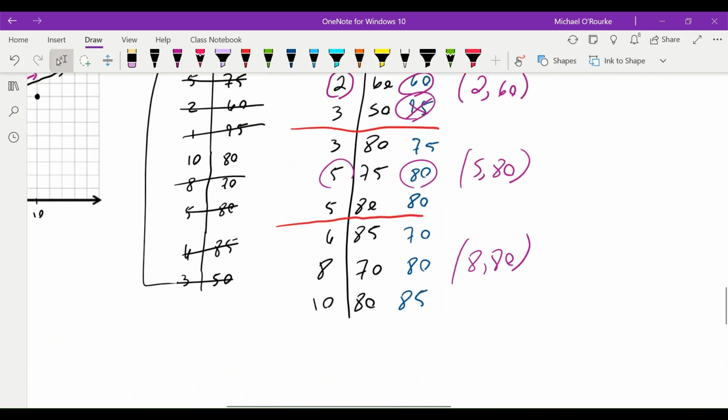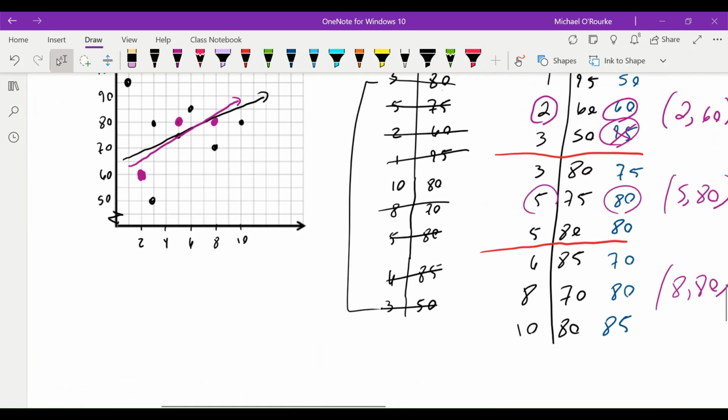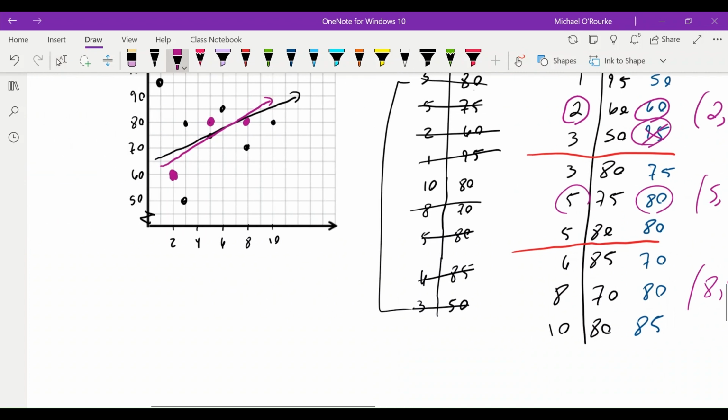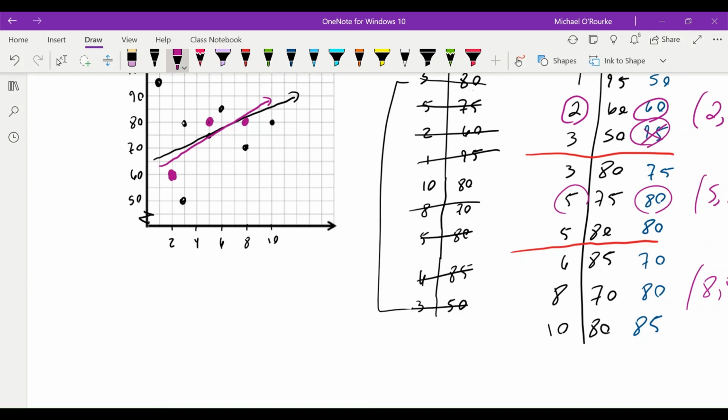One last little thing here. You'll notice that sometimes there's multiple points. Like 5 here had 2 data points, which is perfectly fine. So you just graph them both. Like I graph one there and I graph one there.